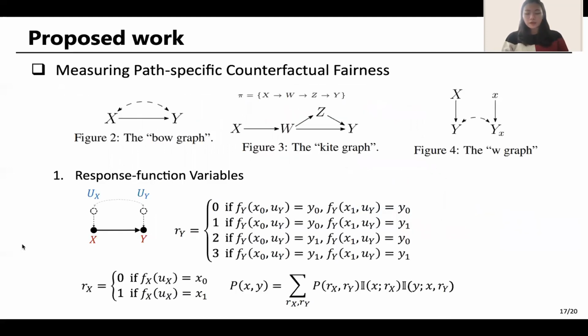The key barrier in PC fairness is the unidentifiable issues. Examples of typical unidentifiable situations are shown in figures 2, 3, and 4. They formulate the bounding problem of PC fairness as a constraint problem by using response function variables.